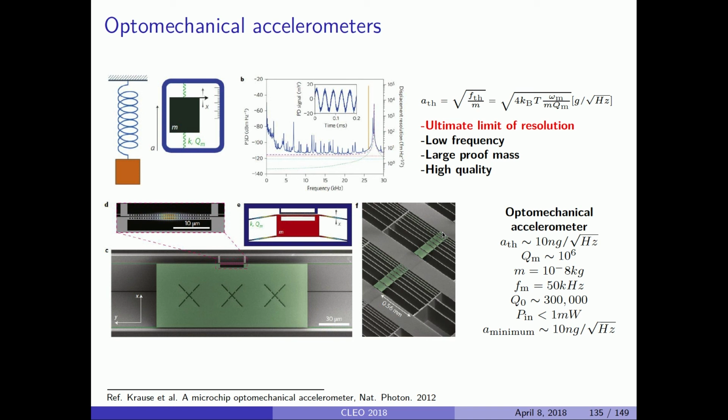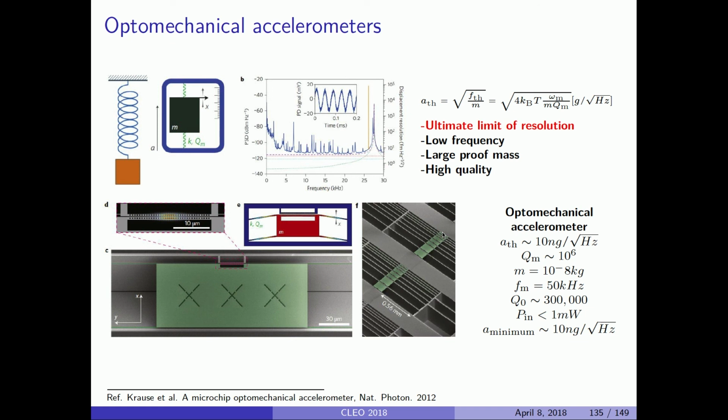mechanical oscillator. And if you look, for instance, at accelerometers, this is an example here from Oscar Painter's work from the past, then you can get acceleration sensitivity of nano-G per root hertz, and that's definitely competitive, or significantly better than commercial accelerometers that I use. So this is one application where these optomechanical systems can do very well.